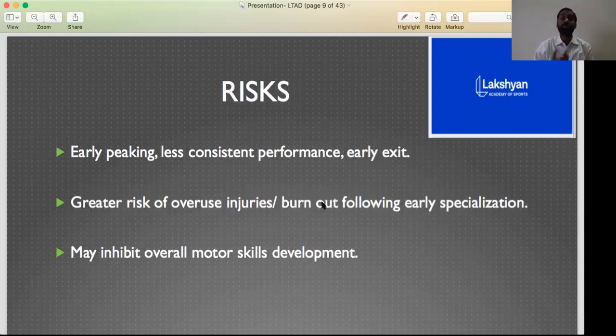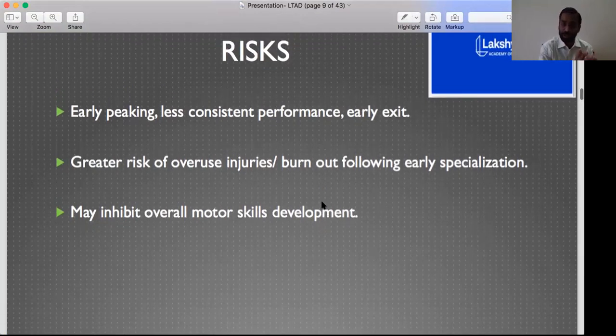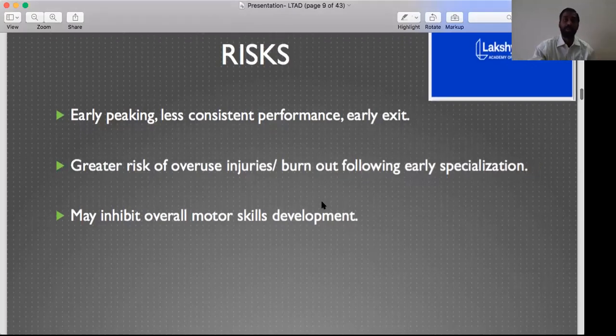Number 2 is greater risk of overuse injuries. You are trying to devote too much too soon. There are a lot of factors which start to play into the athlete's or child's mind. He cannot cope with the pressure. He starts to go into the burnout phase. And then it may inhibit overall movement and skill development. That means if you're not giving certain factors for the motor and cognitive skills to develop optimally, you are actually inhibiting a lot of other development, which should actually be the positive side of a sport.